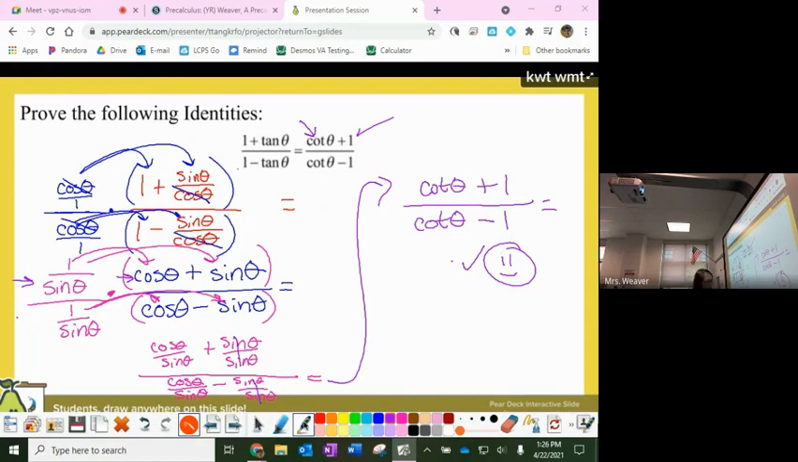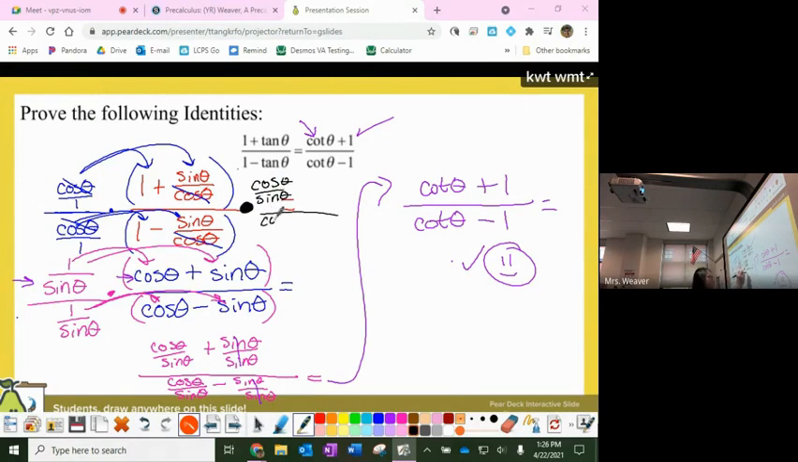Okay, and then I realized, well, an even cleaner, prettier proof of this would have been, and this is optional, you don't have to do it, instead of multiplying by cosine theta over 1 and then 1 over sine theta, if I had originally multiplied by both, by cosine theta over sine theta.